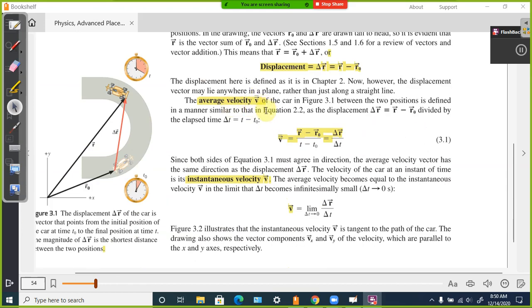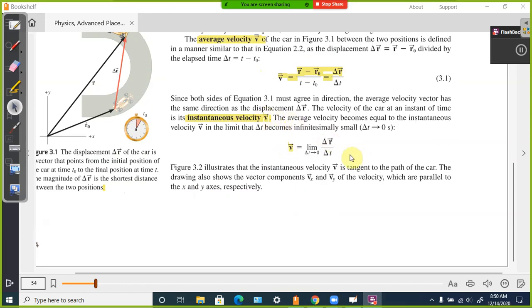Average velocity we've talked about before. It's simply your displacement divided by your time. Here in this case, they're saying r final minus r initial, so that's your change in displacement, all over final time minus initial time, that's delta t. So again, change in displacement over change in time. That's going to be your average velocity.